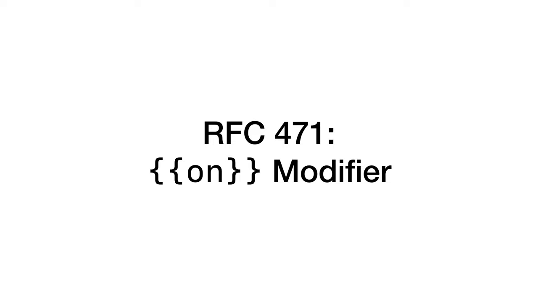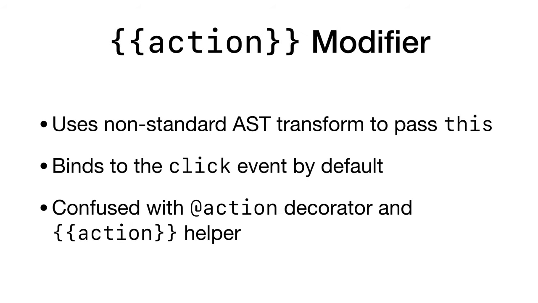So RFC 471 is a complementary RFC, and it introduces the on modifier. We already talked about the action modifier a little bit. The action modifier uses a non-standard AST transform to pass this. It binds to the click event by default, which those experienced Ember developers all understand implicitly, but people coming to the framework brand new might not understand when they look at a template and see action whatever. They might not understand that that means when you click on that thing.